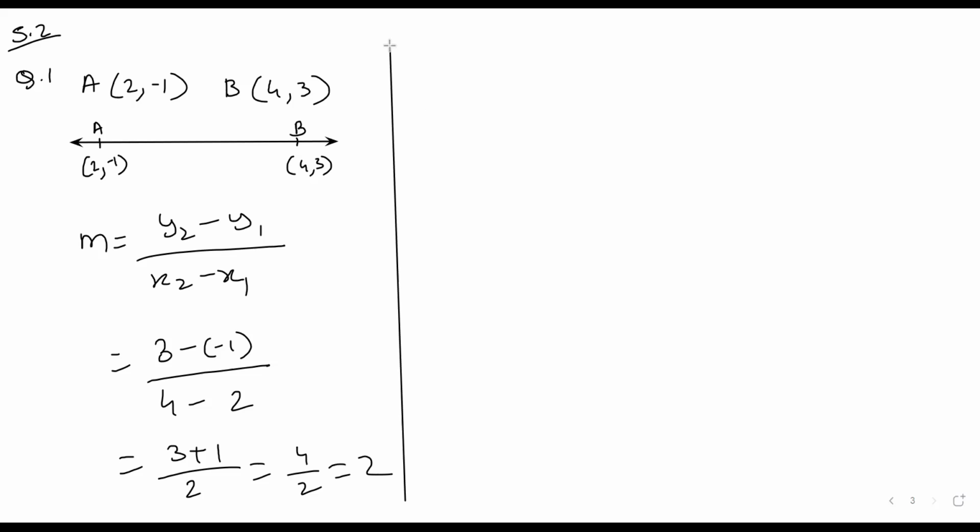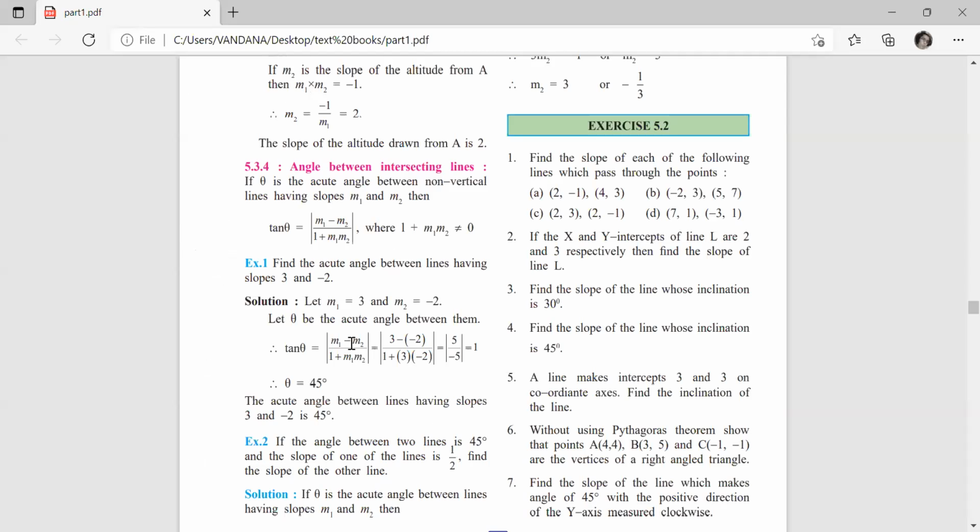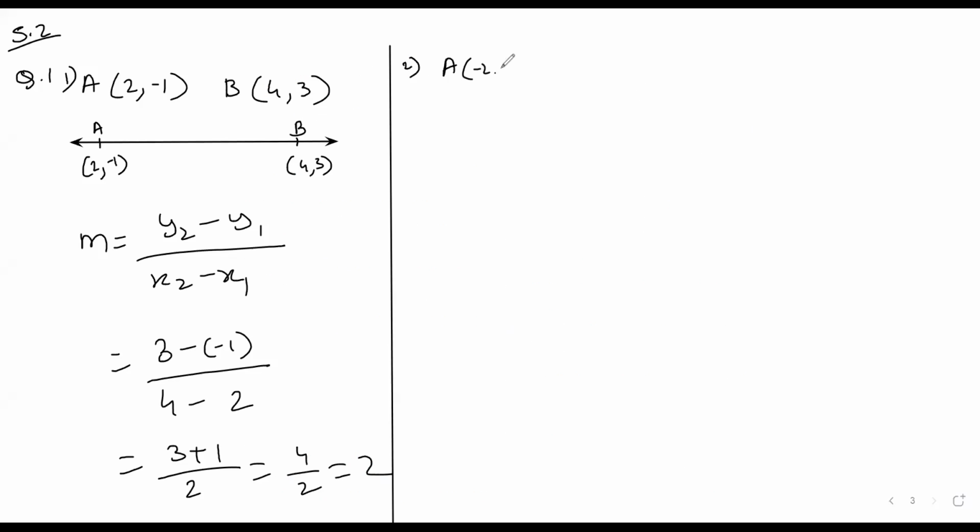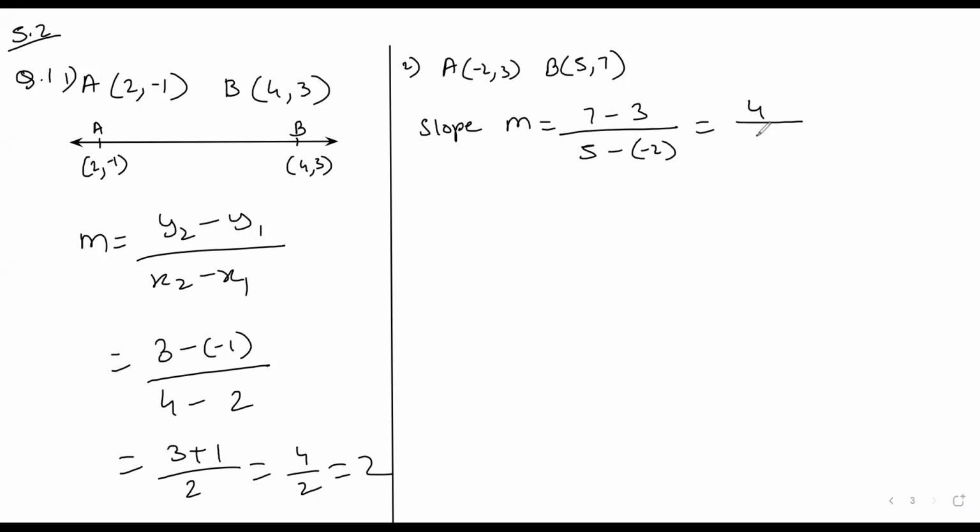The second one, I think that is the first one's A. Second one is -2, 3, 5, 7. So A is (-2, 3), B is (5, 7). So slope m is 7 minus 3 upon 5 minus of minus 2. So it is 4 upon 5 plus 2, 4 by 7. This is your slope.